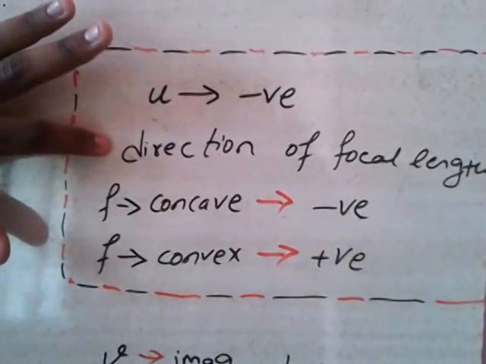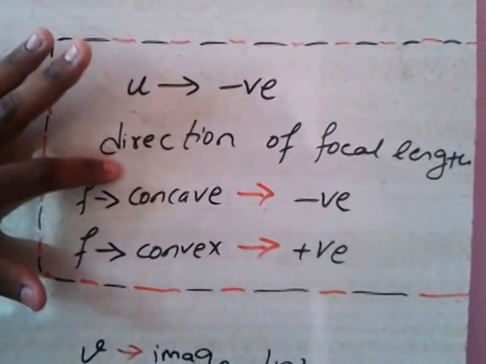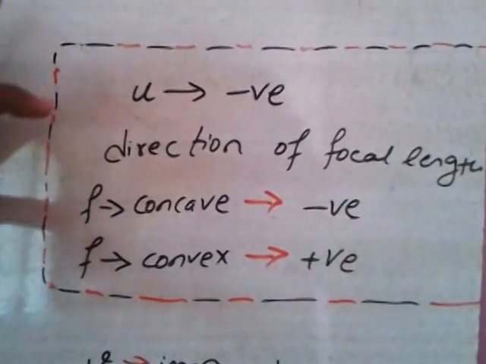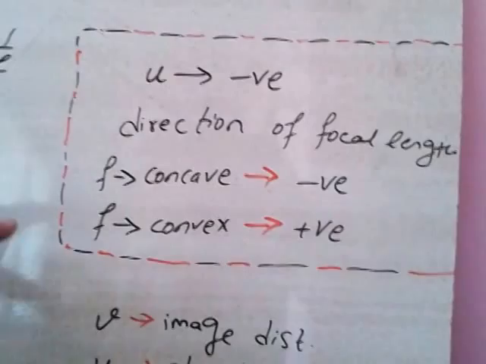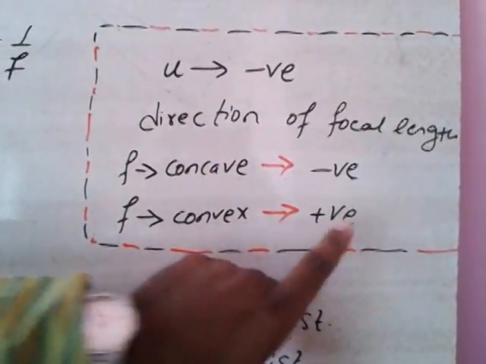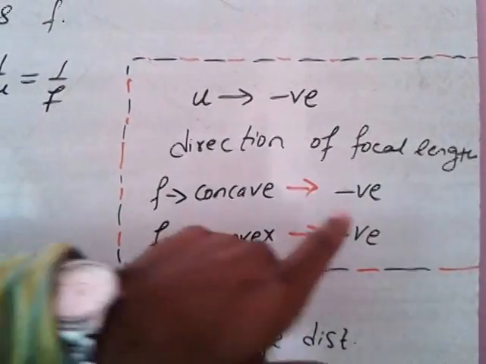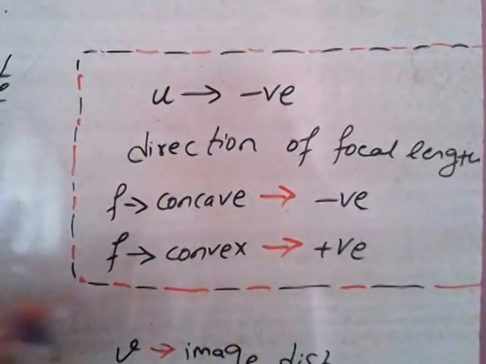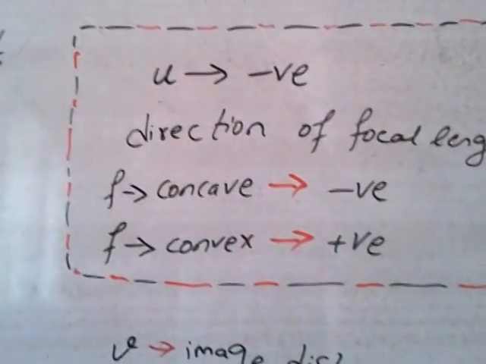And direction for the focal length. So if it is a concave mirror or it is a concave lens, doesn't matter, it's a mirror or a lens, focal length of concave will always be negative. Remember this, very important. And focal length of convex will always be positive, either it is a mirror or it is a lens. So once you've understood these things, you can easily solve a problem based on this mirror formula and lens formula. Let us consider one case.